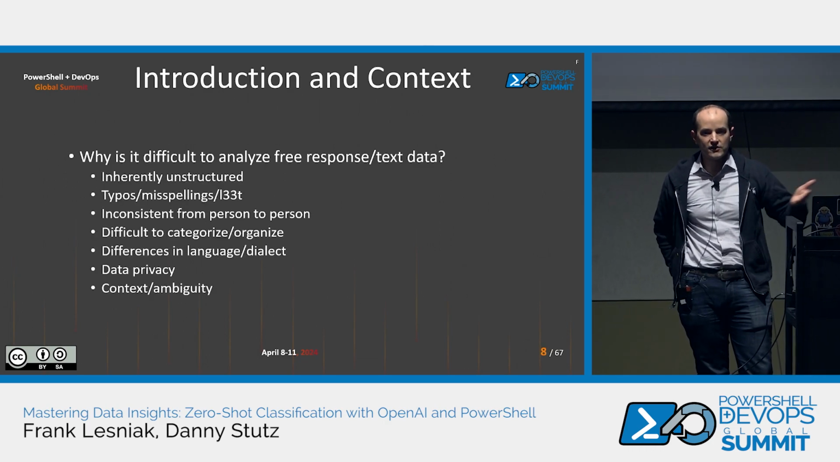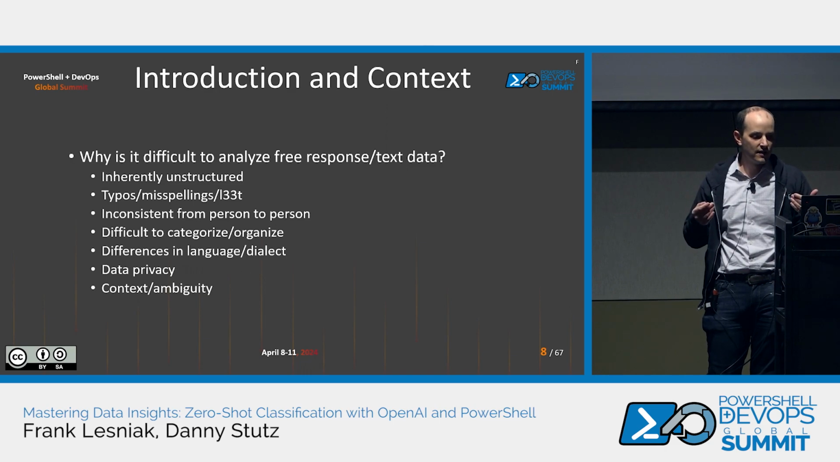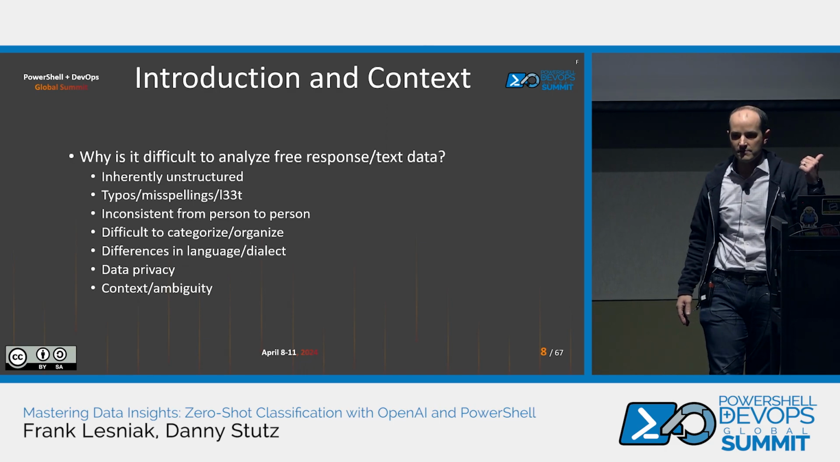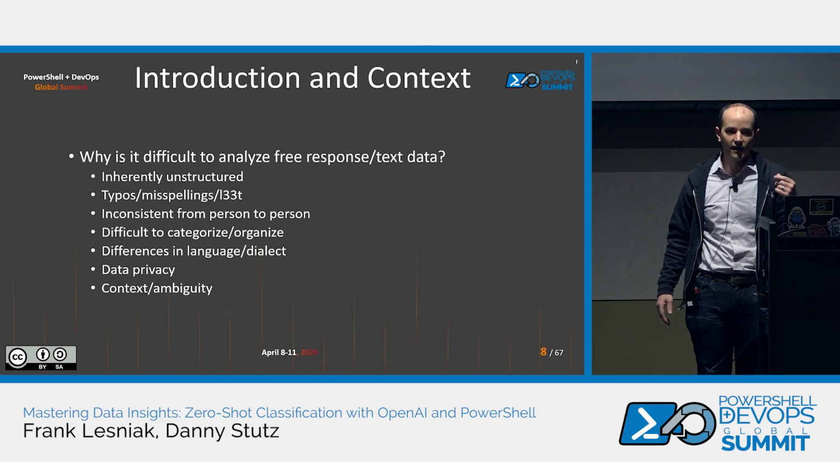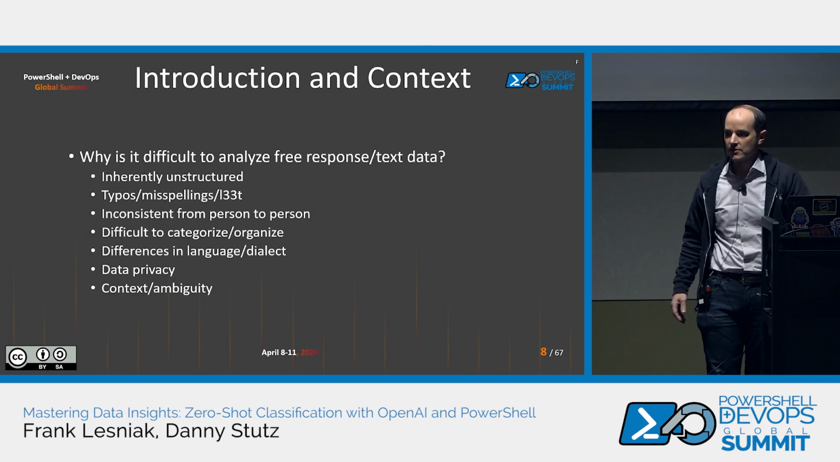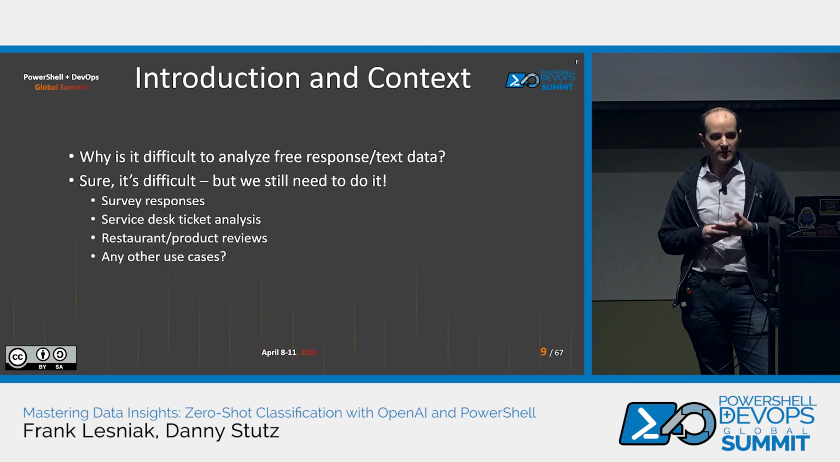Yeah, text data is inherently unstructured. It's not something you can directly compare, at least not in the way that you might want to. Inconsistent from person to person. We covered a lot of these, right? Data privacy is maybe one we didn't talk about, and then context is another one. We'll come back to context. Without context, it might be hard to understand or interpret an answer to something. But just because it's difficult doesn't mean we don't need to do it.